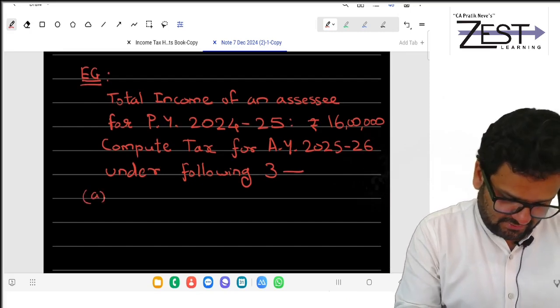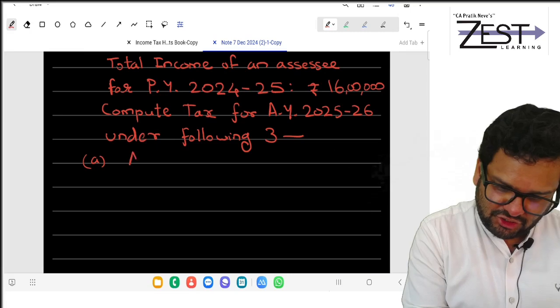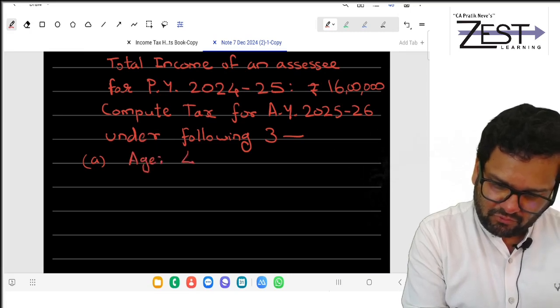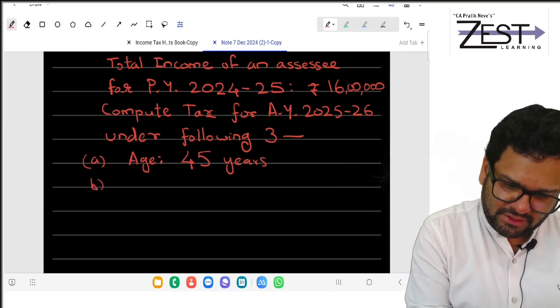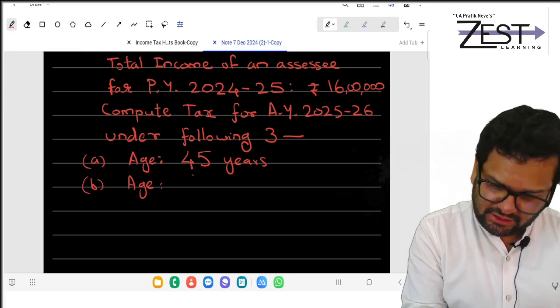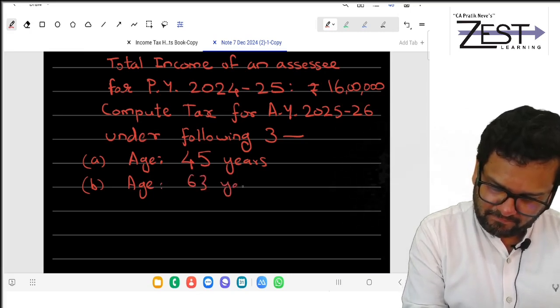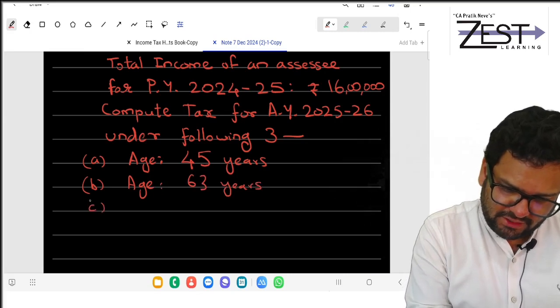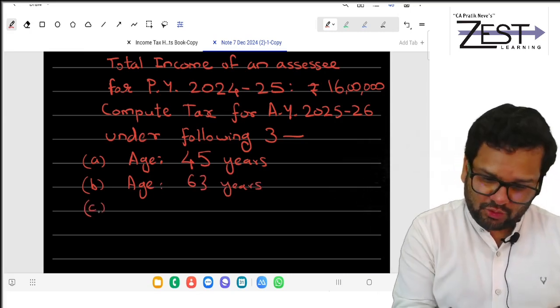A, yes, age 45 years. B point, age 63 years. C point, age 82 years.